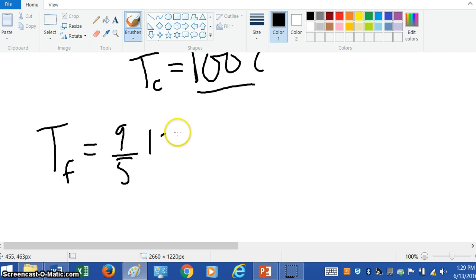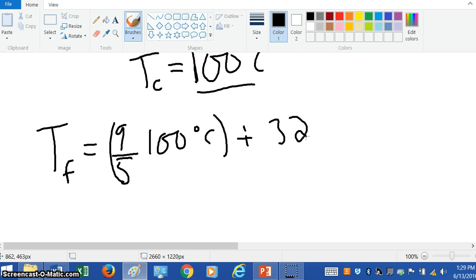So this is 9/5 times 100 degrees Celsius, and then we add 32 to that. Alright, and so let's get our calculator out. So 9 times 100 divided by 5 gives us 180, and then you add 32, and that of course is 212, and now it's in degrees Fahrenheit. So there's one of our conversions.